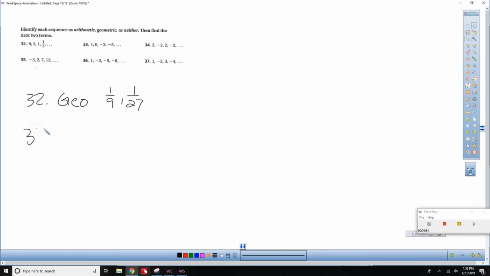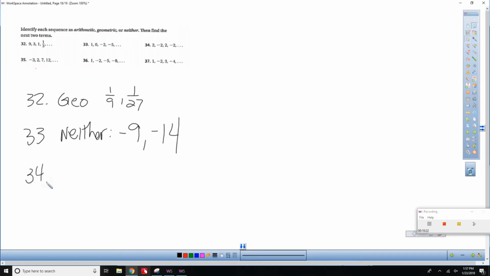33. Let's see. I don't think so. Add 1, add, no, subtract 1, subtract 2, subtract 3. That is neither. That actually might be quadratic. But I know the pattern. Next time we got to subtract 4, and then the next time we got to subtract 5.